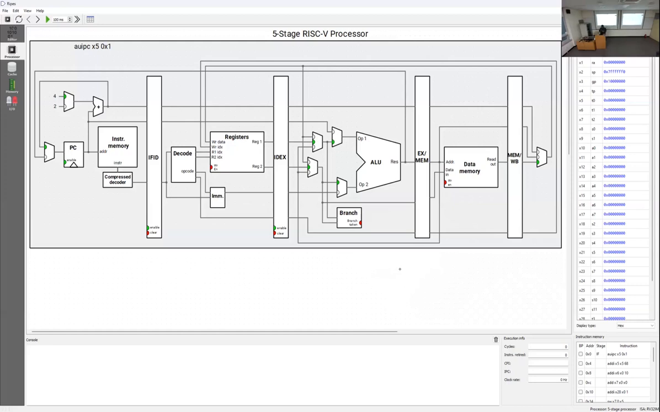I think here's the file. You can load an example assembly file here.